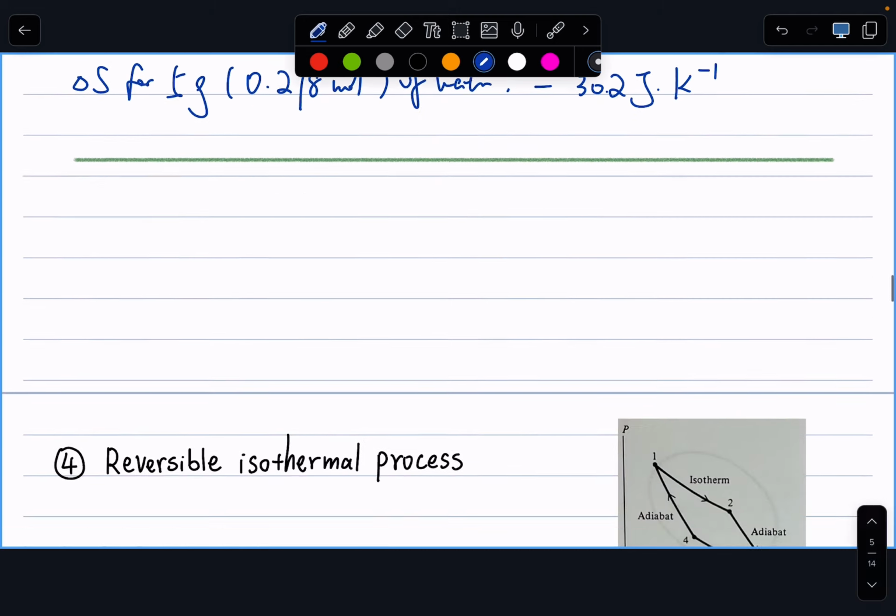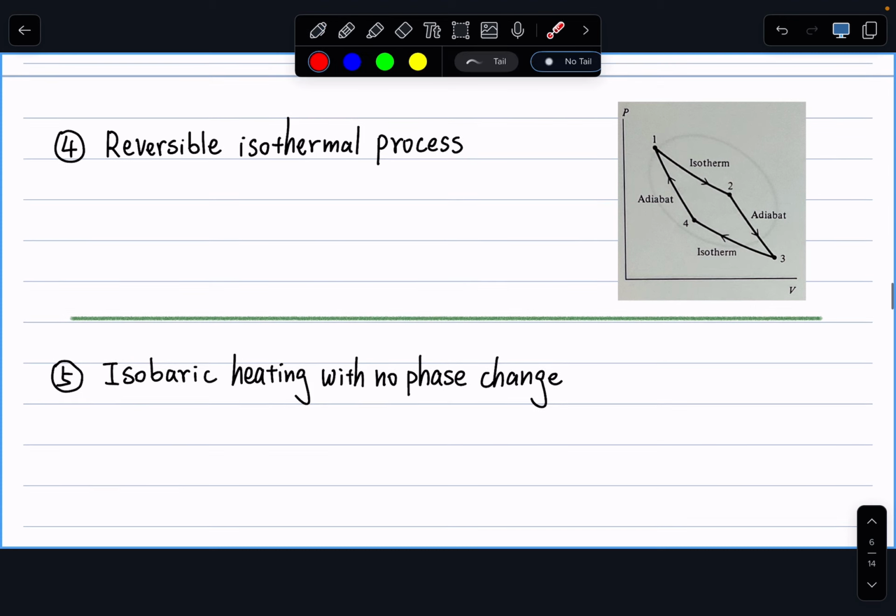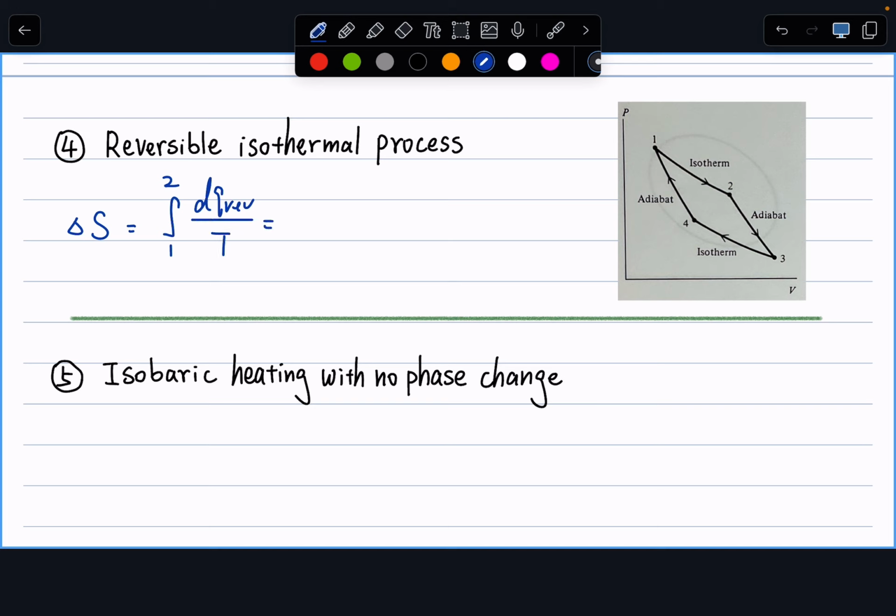Next one, we have our reversible isothermal processes. So this one we already sort of mentioned. We can simplify our integral for delta S equals the integral from 1 to 2 of dq reversible over T. That's because it's at constant T, we can take the temperature out, becomes 1 over T, integral from 1 to 2 of dq reversible, or q reversible over temperature.